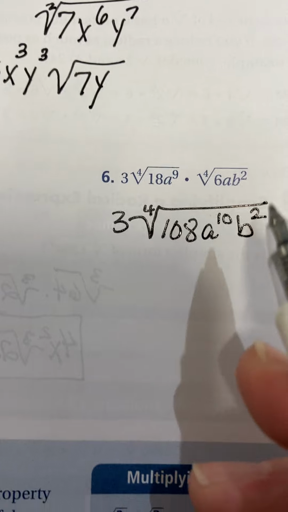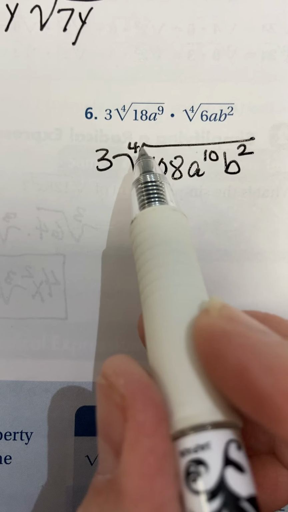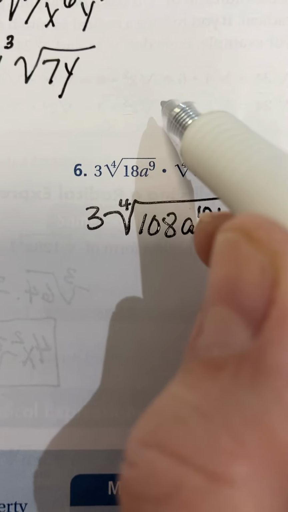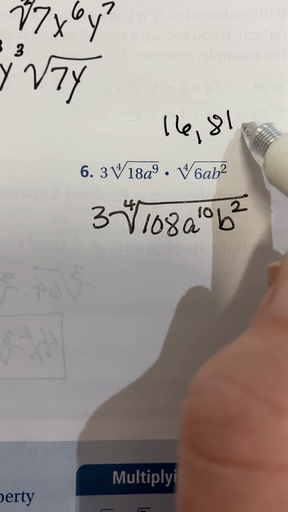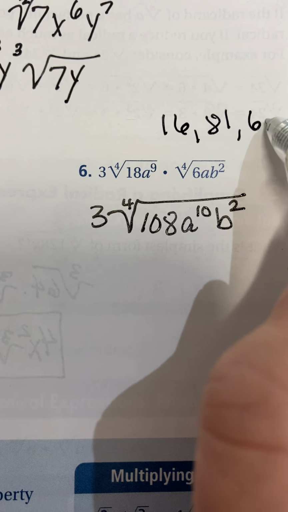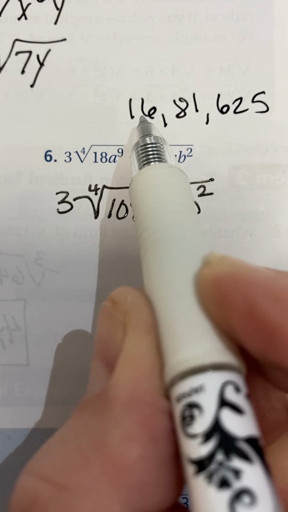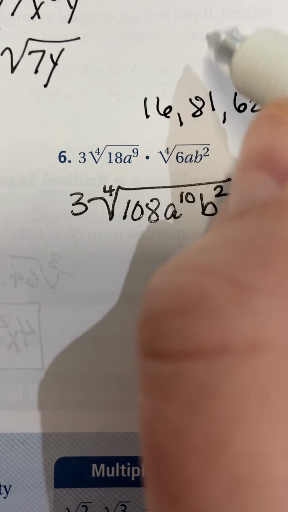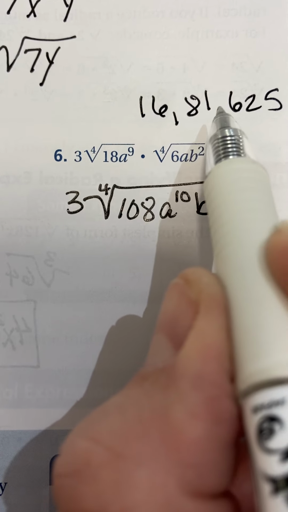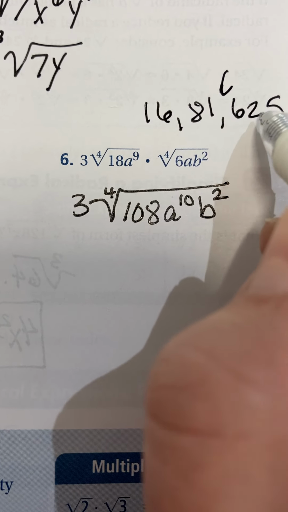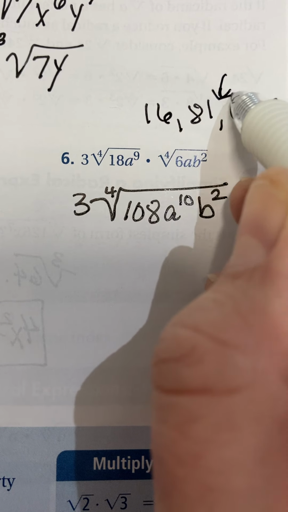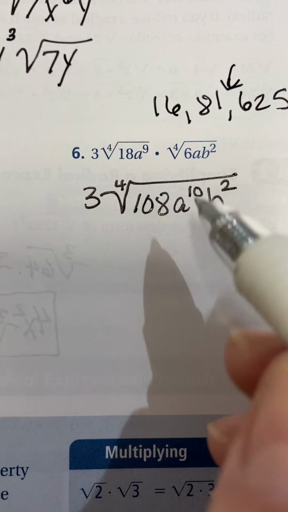All right, so now what I'm going to do is see if there's any perfect 4th root. Your 4th roots are like 16, 81, I think it's 625. This is 2 to the 4th power. Oh, I need 3 to the 4th. That's 3 to the 4th power. 4 to the 4th power is in here somewhere. This is 5 to the 4th power. So we're missing one in here. But anyway, it doesn't go in.